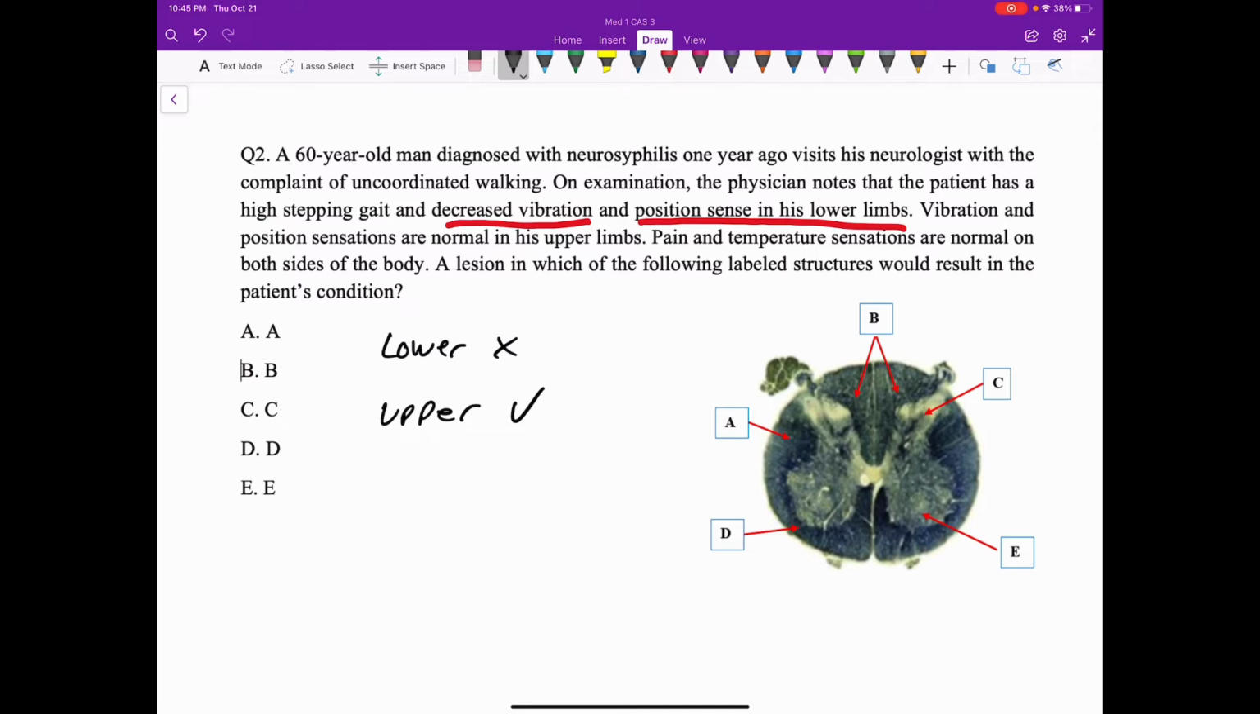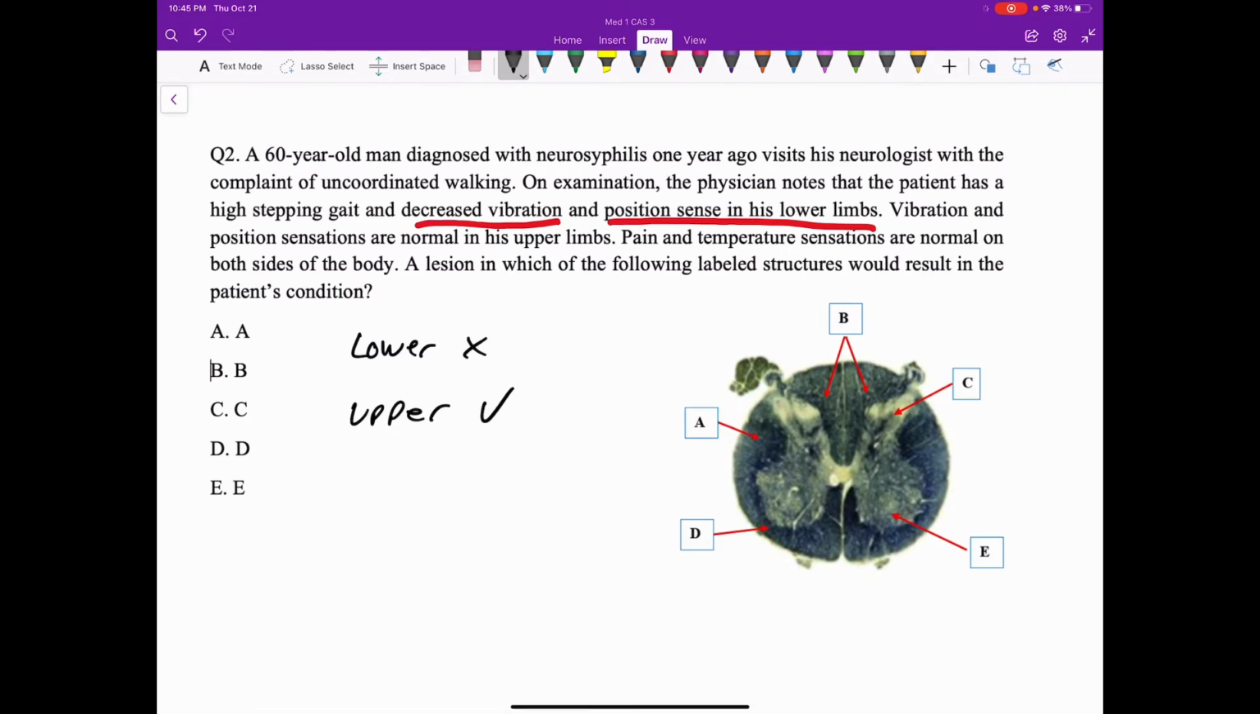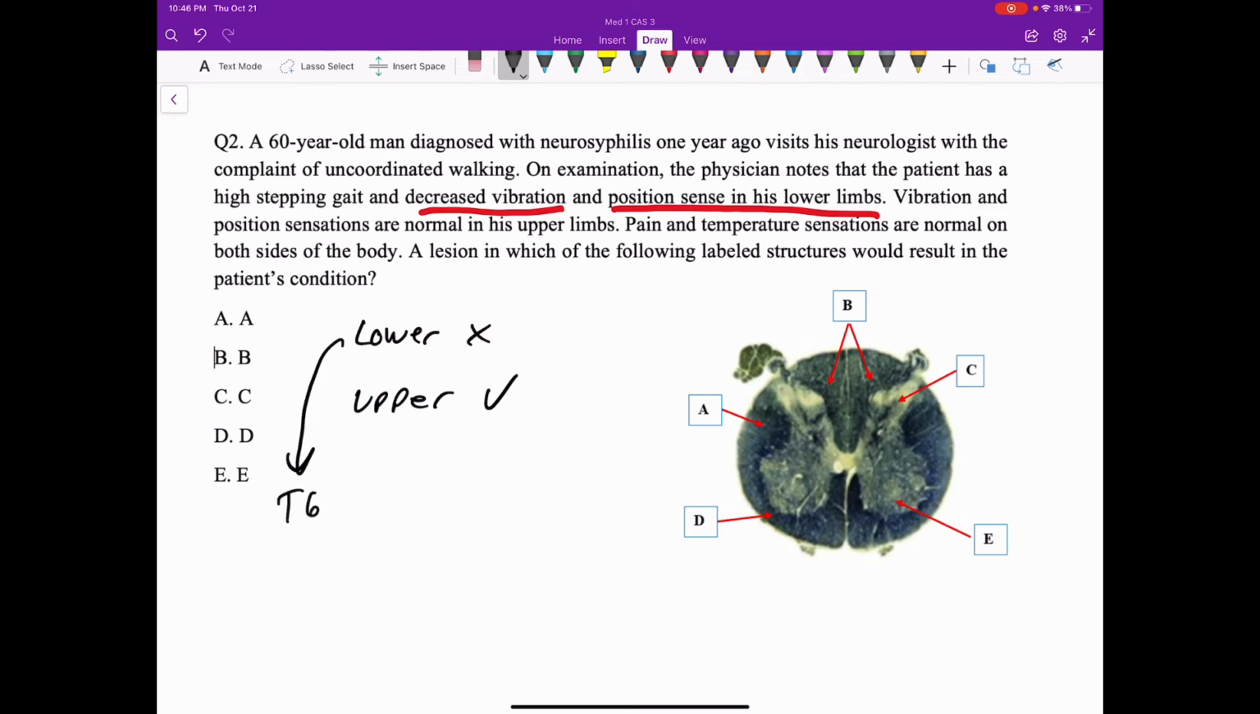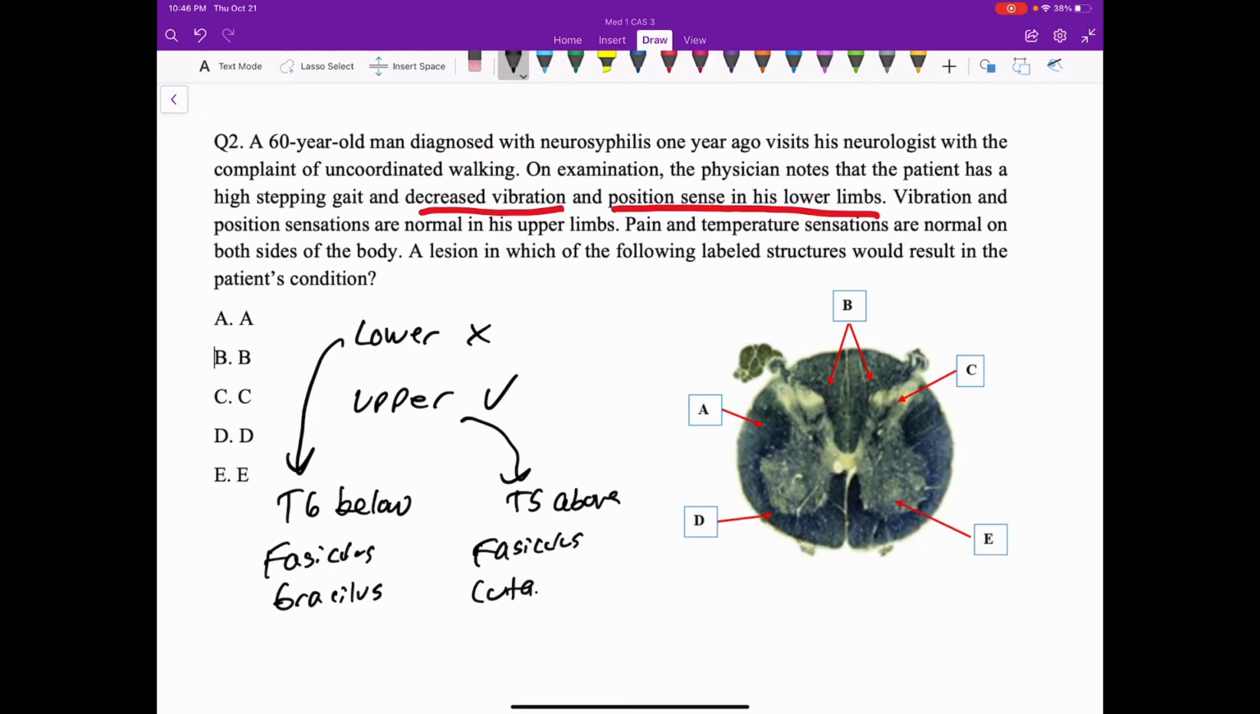Okay, so let's think about what we just talked about. Where is lower going to? Well, if it's lower limbs, I'm automatically thinking T6 and below. I'm thinking fasciculus gracilis, right? I don't know, a good way to remember it. And if I see upper, I'm thinking T5 and above. And what am I saying? I know this is the fasciculus cuneatus. But what do they say? Upper's good, so we don't need them.